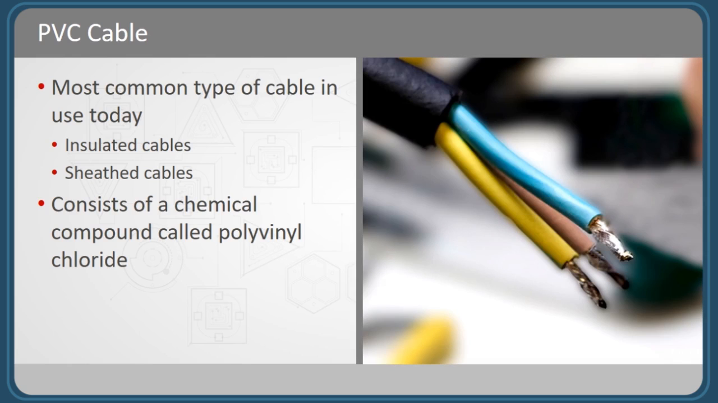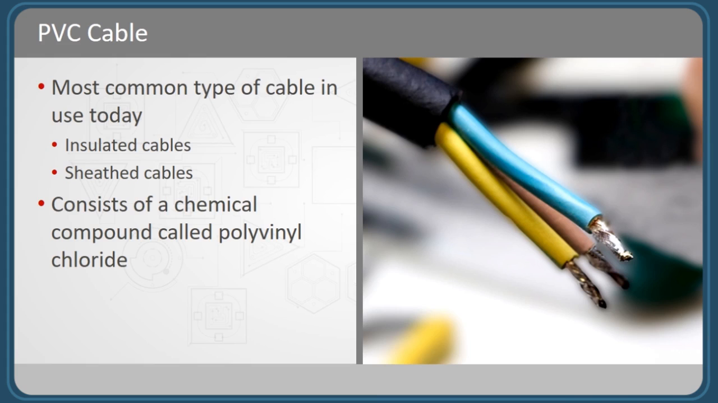Now, the standard type of cable in almost all types of cabling is what's known as PVC cable, and this is used for both the insulation and the sheathing of most cables, and consists of a chemical compound called polyvinyl chloride, hence PVC. And PVC in and of itself is not plenum rated. If it were to catch fire, it does actually give off very toxic fumes.